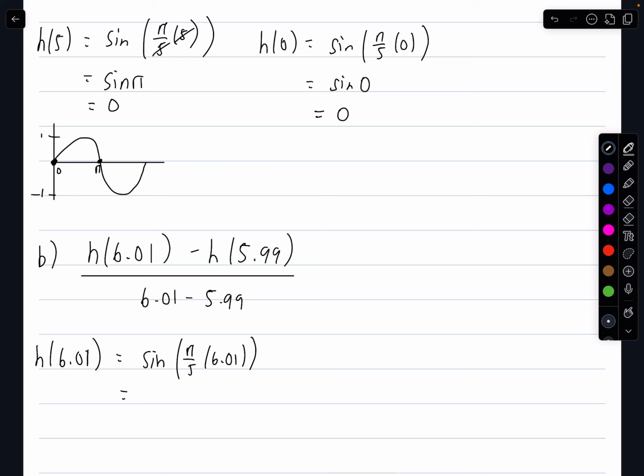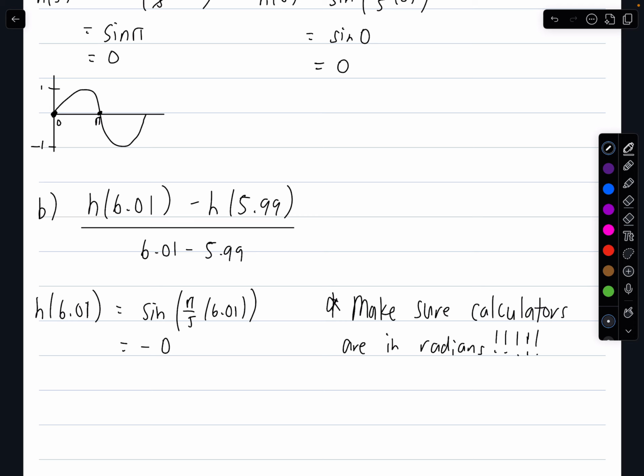And remember, you want to make sure your calculator is in radians. Okay? Some of your calculators might be set to degrees from grade 11, but when you're doing trig, you've got to make sure your calculator is in radians. This is how a lot of students mess up, because they put their calculator in degrees and they get all the wrong answers. So make sure your calculator is in radians. And what you end up with here is negative 0.59.